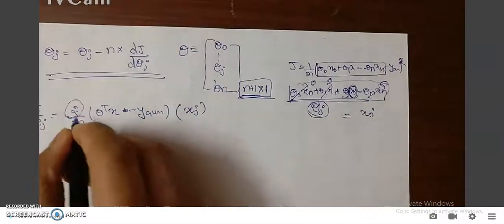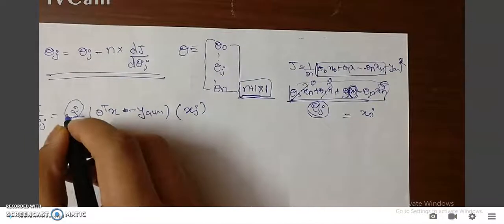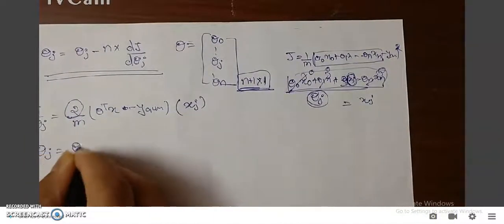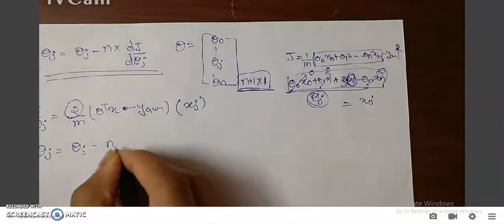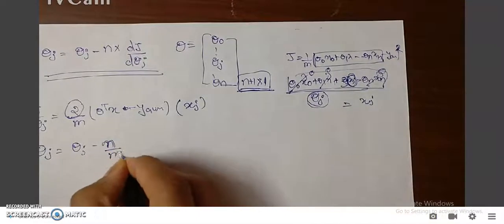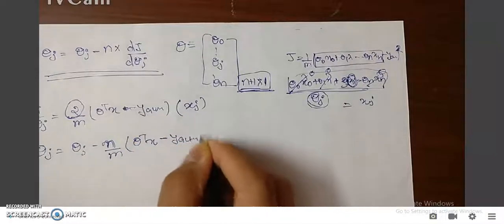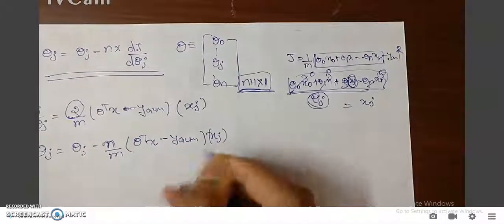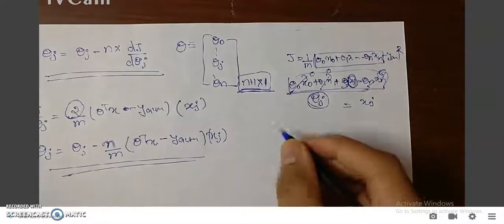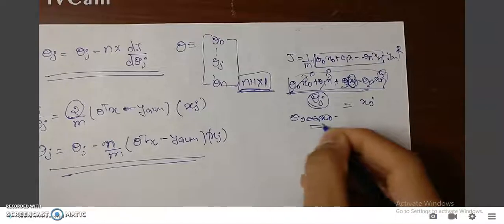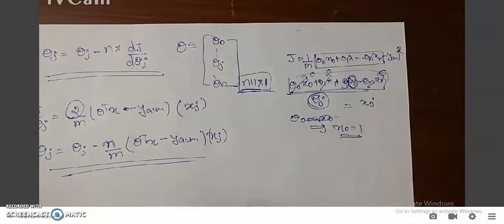And this 2 can be adjusted in the learning rate. So if you see, theta j minus learning rate by m into (theta transpose x minus y actual) into xj, right? And for theta naught, x naught would be 1.